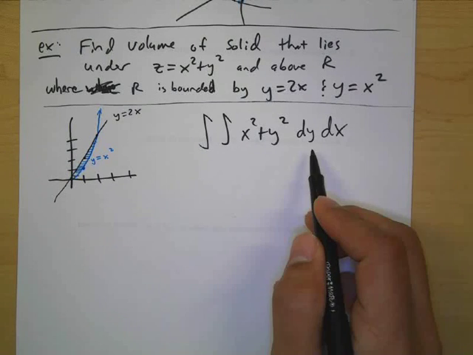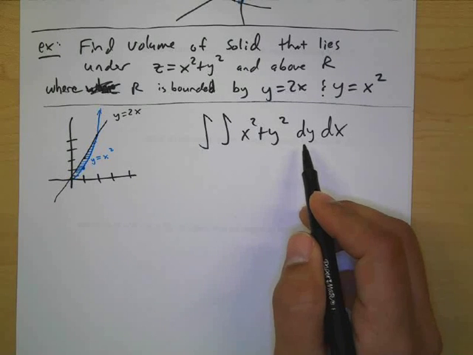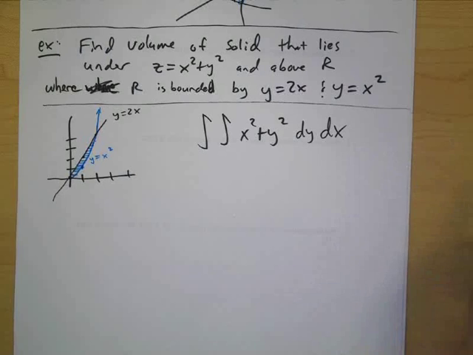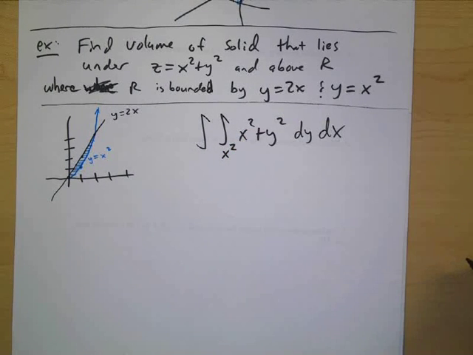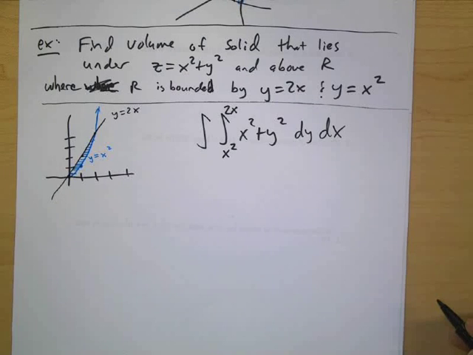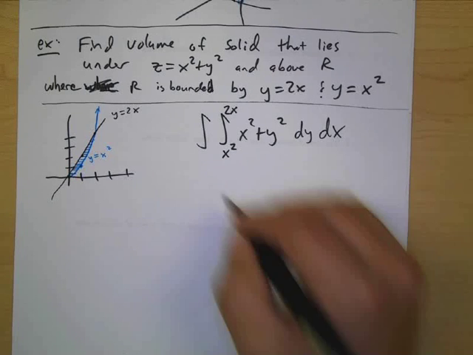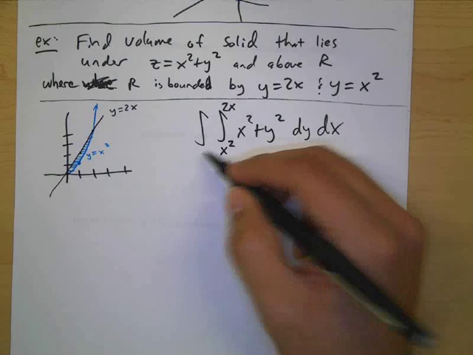So we started by setting this up like this. What was the lower bound for y? And the upper bound for y? Remember, we have functions that are boundaries here, not constants. What are the bounds for x? 0 and 2. There we go.